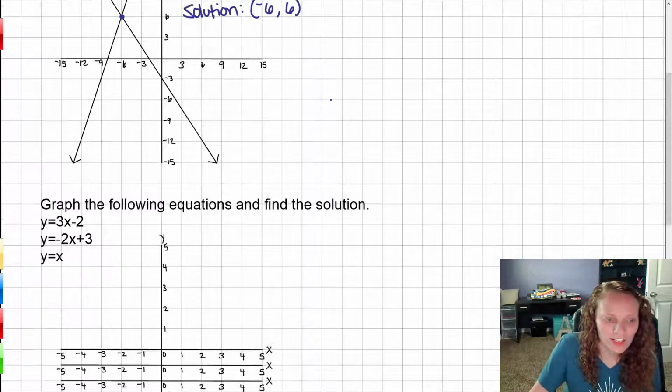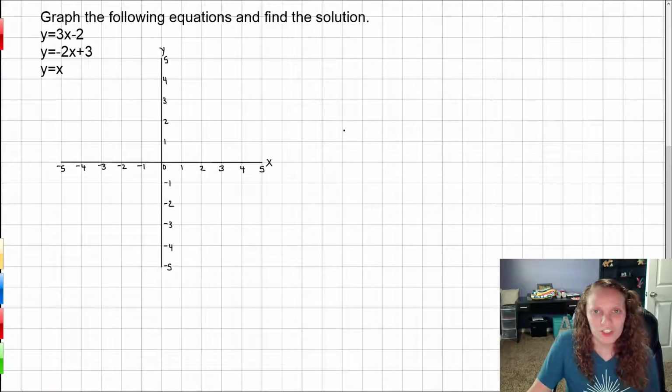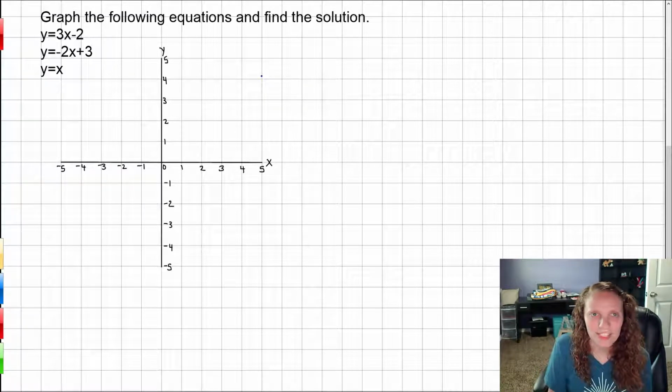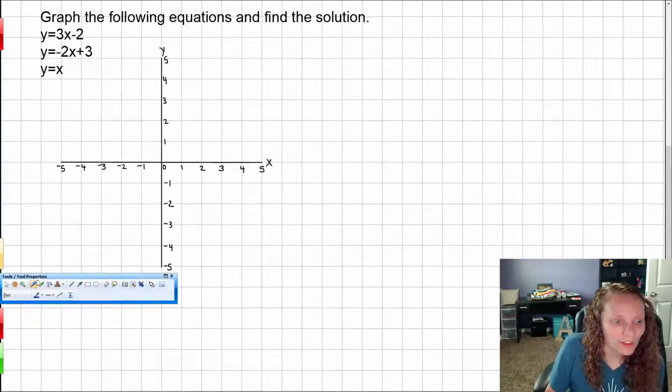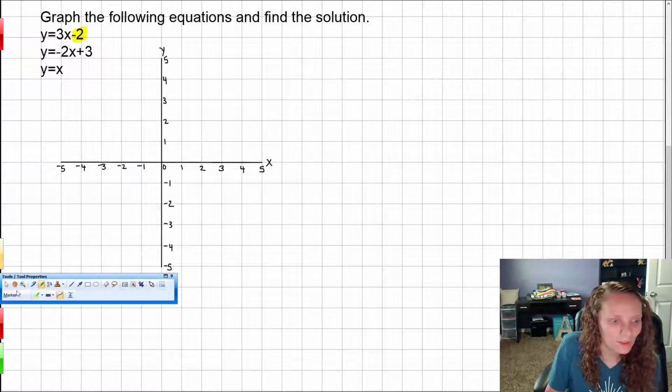Okay, let's try another one. Graph the following equations and find the solution. So we're going to graph all three equations that we see and then find the solution where they intersect or cross. Remember, when graphing, we always need to start with the y-intercept. And right here I see a -2.